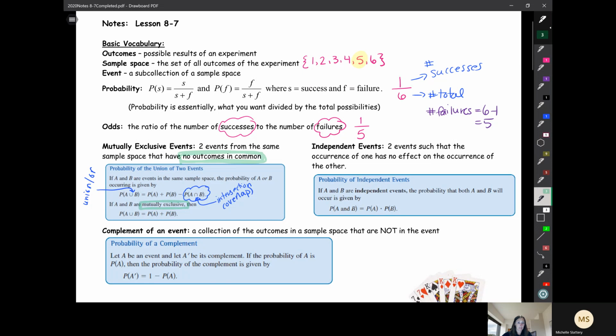So to calculate probability for independent events, the probability of A and B happening, we're simply going to multiply each of the independent probabilities together.